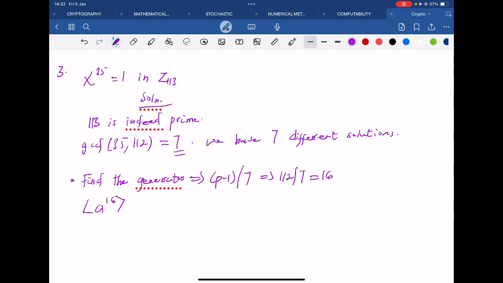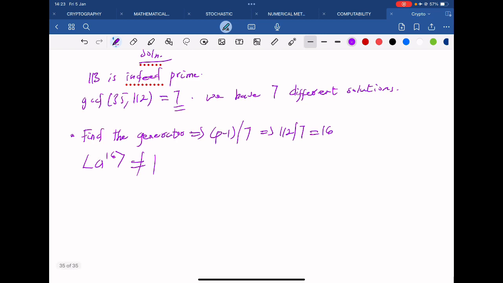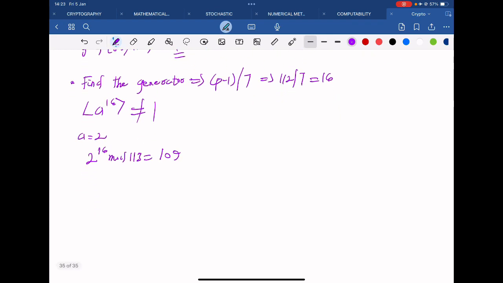And because we can't use the Lagrange theorem, what we are trying to do is a raised to the power 16 should always not be equal to 1. Your generator should always not be equal to 1. Let's see. If we pick the smallest prime number, which is 2, so when a is equal to 2, 2 raised to the power 16 modulo 113 is equal to 109. Now, since 109 is not equal to 1, it means that it is a generator, straightforward. It's as simple as that. So the generator in this case is 109.